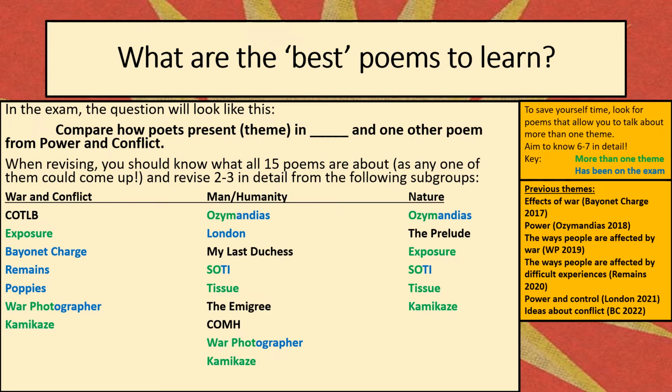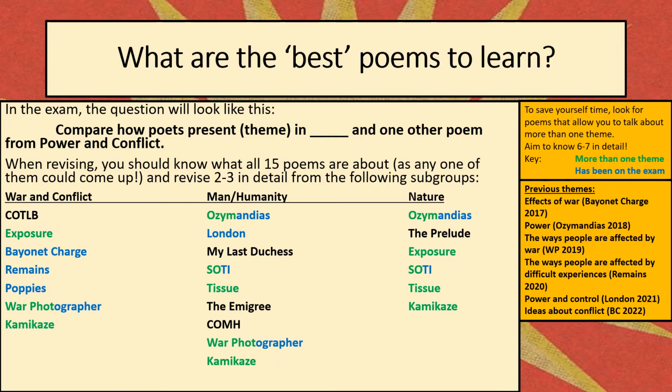I would encourage you to know what all 15 are about and then to revise two to three in depth from the following subgroups. War and conflict, and by conflict we mean physical conflict, really tied into war. Man or humanity, or just general power. And nature, so the effect that nature has on other things. You will notice there's a lot of overlap with some of these.